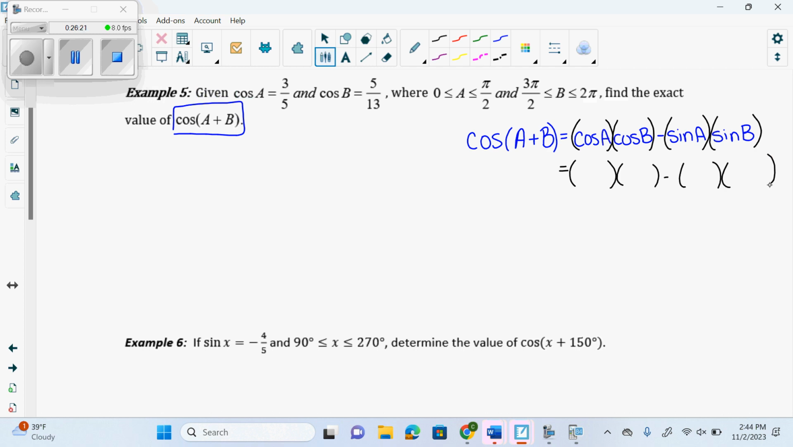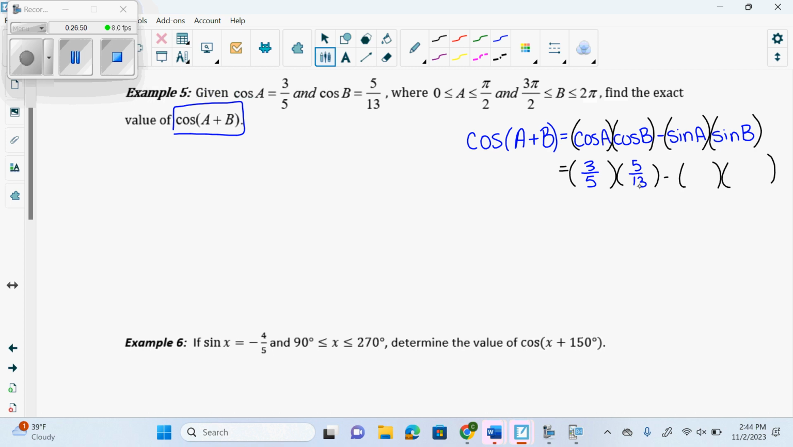Did they give me something? They gave me cos A and they gave me cos B, did they not? Cos A is 3/5. So I go to cos A, I rip it off the board, I hack the entire thing away, and I replace it with 3/5. Not cos 3/5, 3/5, because cos A is 3/5. Cos A, rip off, 3/5, put in. Cos B, rip off, throw it away, replace with 5 over 13.